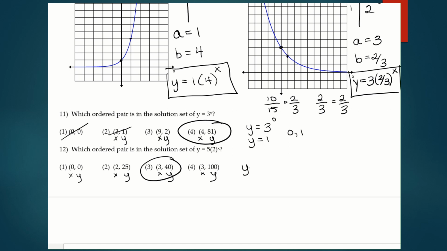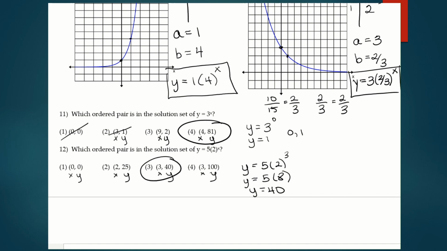And again, we could do that by hand just to verify. So I plugged in 3 for x. I want to see if I come up with 40 for y. 2 cubed gives me 8. And 8 times 5 is 40. So yep, number 3 is the only one that works.